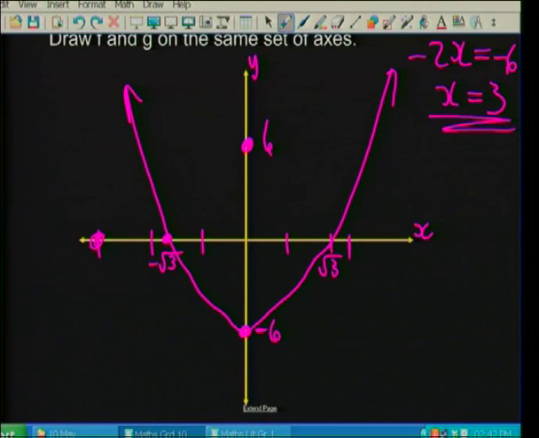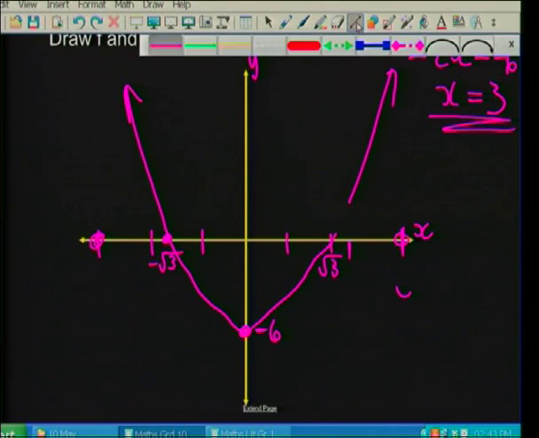I'm indicating 3 over there, connecting the dots. And that just won't do because I'm not even close. So let me use a ruler rather.